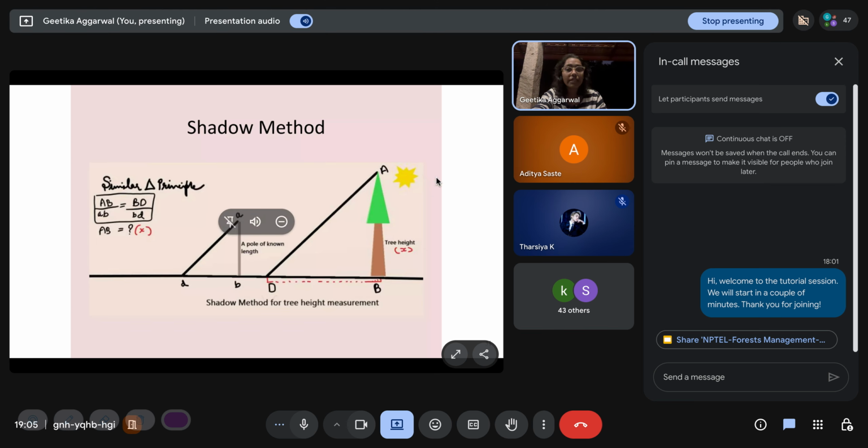So very straightforwardly, you basically take the shadow of the tree and you take the shadow of a pole or of a human being or something which is of known height, and then you measure the shadows in both scenarios, and then you know the height of the pole, whichever you used. For that, you just put it in the formula and get the height of the tree.